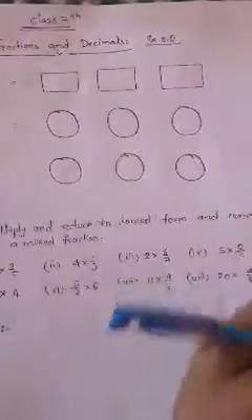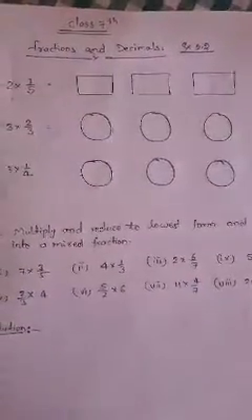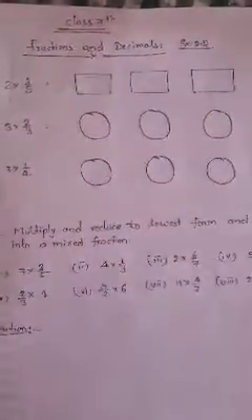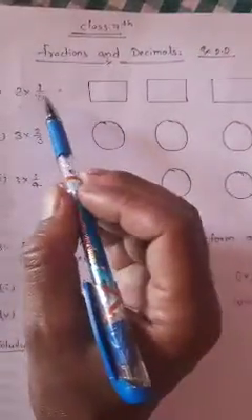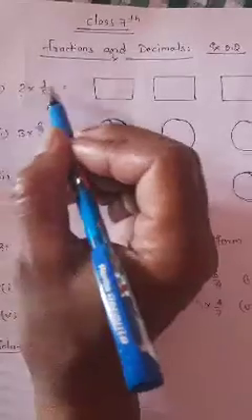Hello students, today we are going to do exercise 2.2, fractions and decimals. A few questions of this exercise. So the first question is 2 into 1 by 5. How to represent it? So students, 2 multiply 1 upon 5.